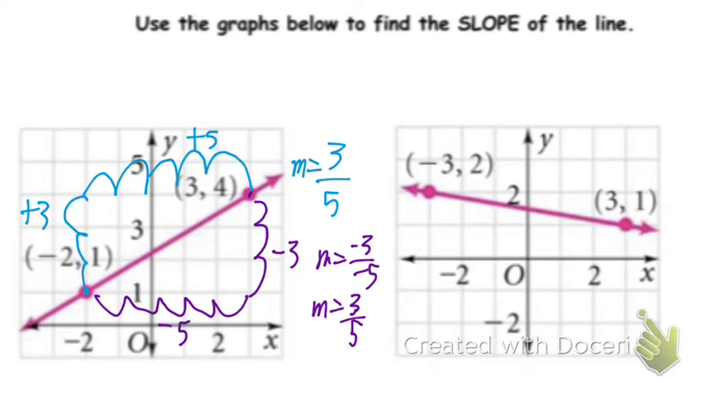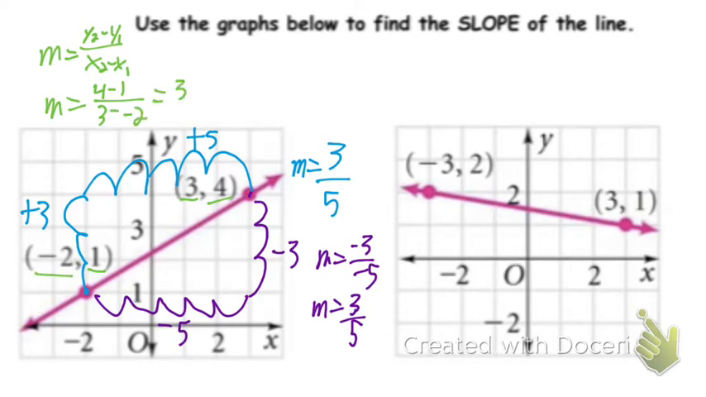Now let's say I did it mathematically, okay? Mathematically, I would put m is equal to y2 minus y1 over x2 minus x1. I subtract the y's, I subtract the x's. So m is equal to, well, the second y is 4 minus the first y, 1, over the second x, 3, minus the first x, negative 2. 4 minus 1 is 3. 3 minus a negative 2, 2 negatives become a positive. 3 plus 2 is 5. Is 3 over 5 the same answer?